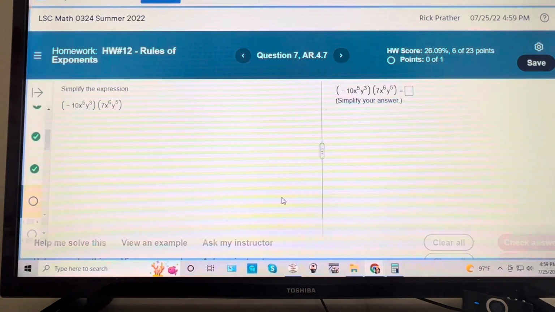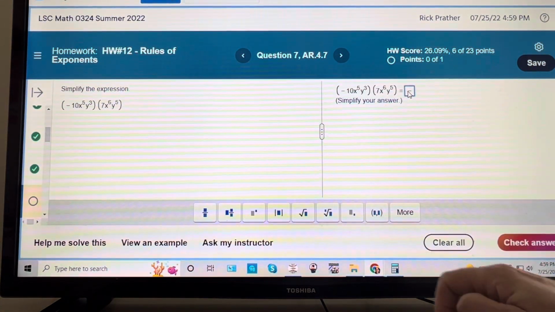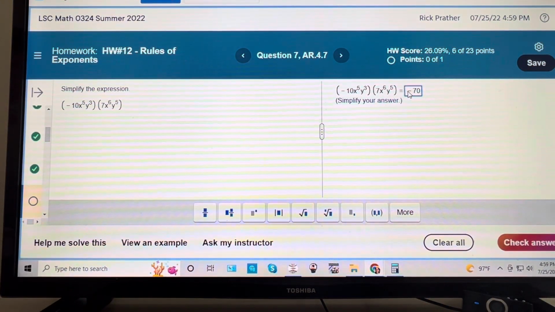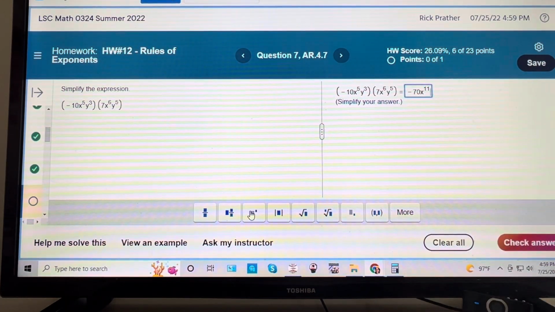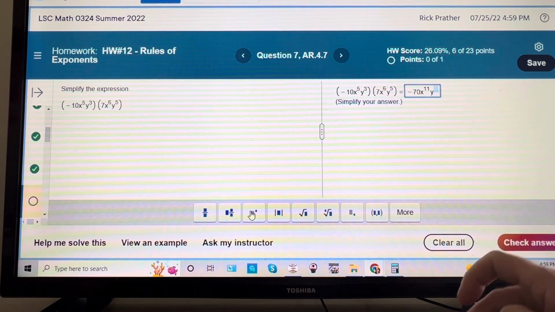I don't know why I keep doing that when I don't have to. Okay, so negative 70, x to the 11th, and then y to the 8th.